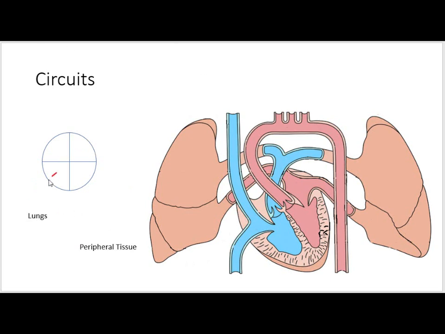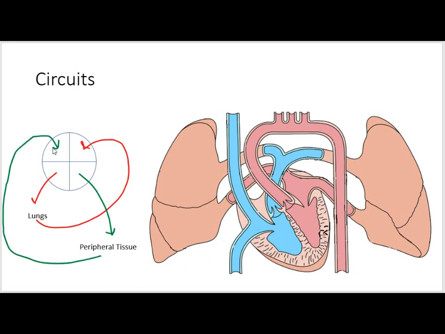So I'm going to change the color. Let's assume that the red one is our pulmonary circuit, and I'm going to choose green. The heart pumps the blood to the peripheral tissue, and from the peripheral tissue, the blood comes back to the heart. So you see 2 circuits. One is the red, from the heart to the lungs and back to the heart, and the second one is green, from the heart to the peripheral tissue and back to the heart. The green one is called the systemic circuit, and the red one is called the pulmonary circuit.